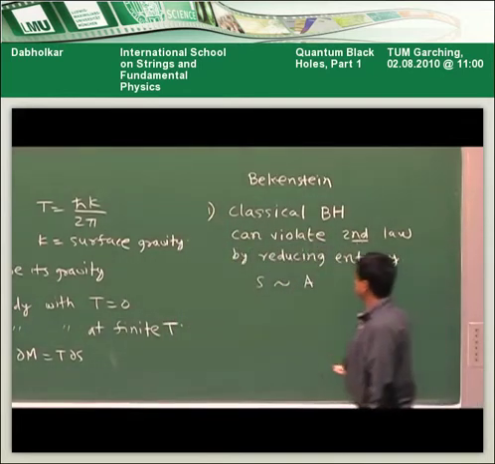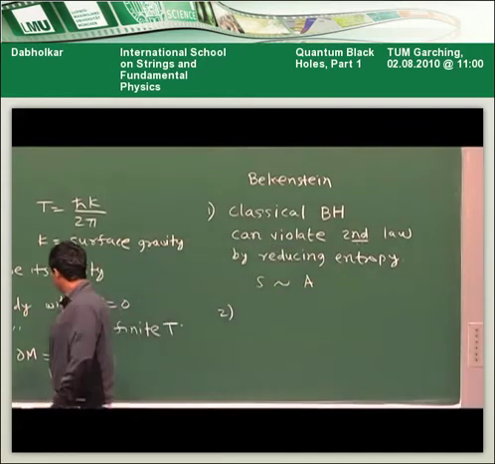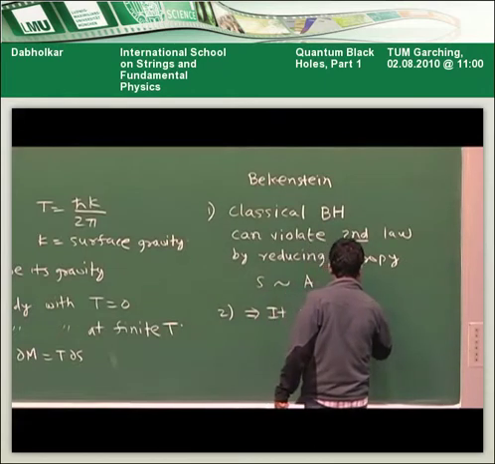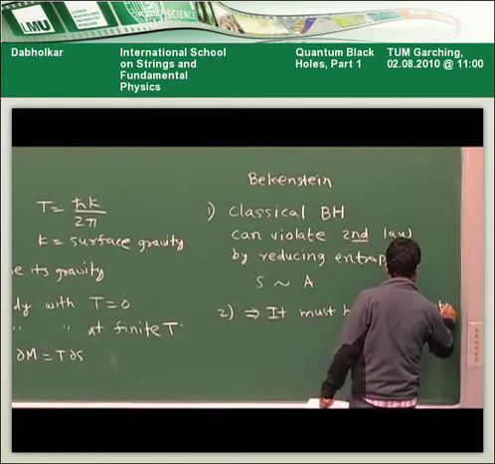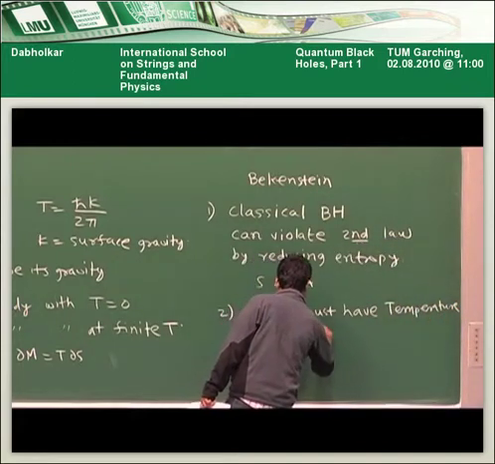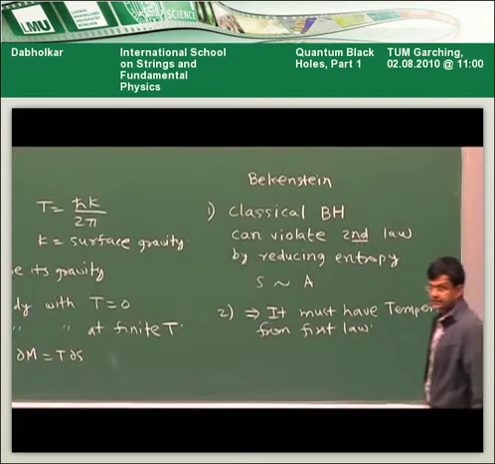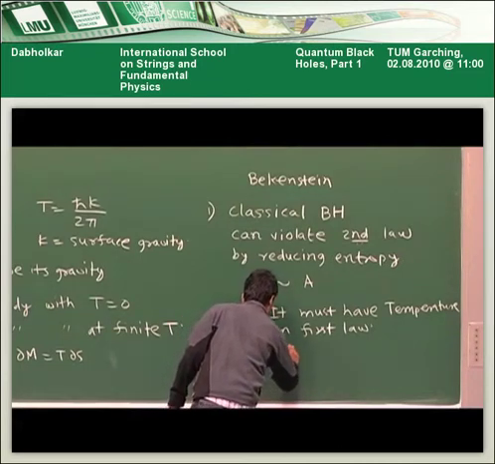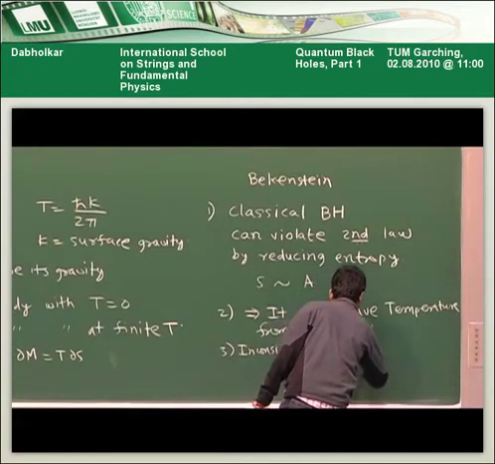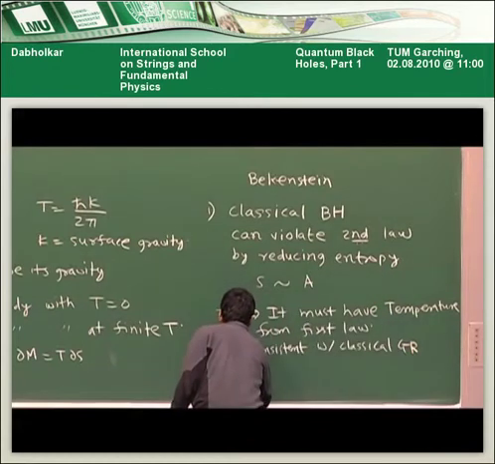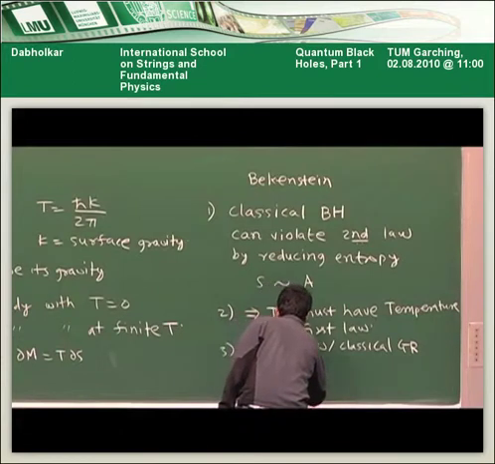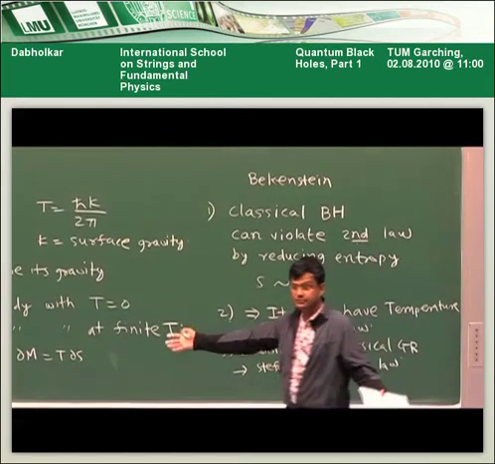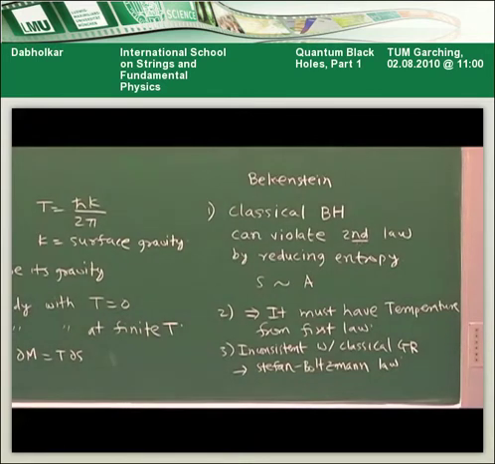But that raises another problem. If it has entropy proportional to area, then as I said, from the first law of thermodynamics, it has mass and it has entropy, so this implies it must have temperature. But this is inconsistent with classical GR, because there is the Stefan-Boltzmann law that anything which has temperature must radiate. So if something must radiate, something must come out. But classically, nothing can come out because light cannot escape. So what is going on?